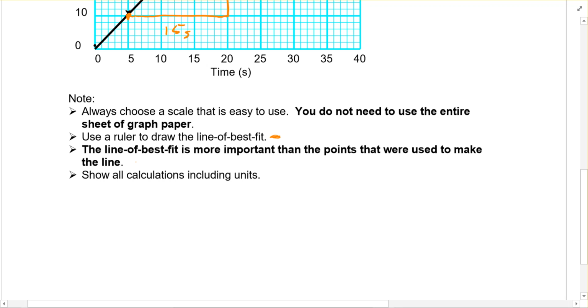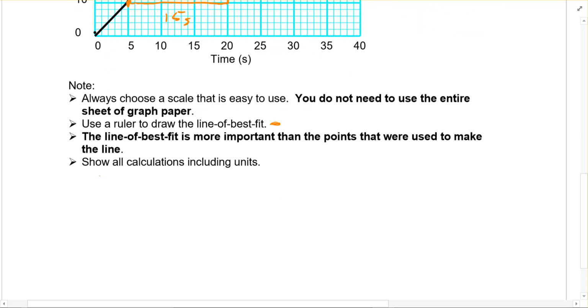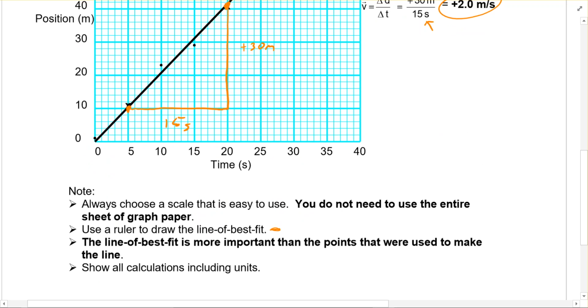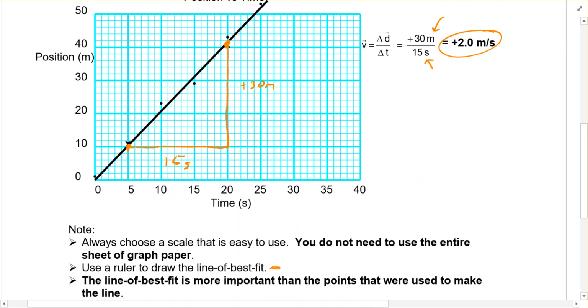The line of best fit is more important than the points that were used to make the line. So what we really are after is a good line of best fit. That's the most important thing for us. And then show all calculations, kind of like I did up here, to figure out what your velocity was, including your units.